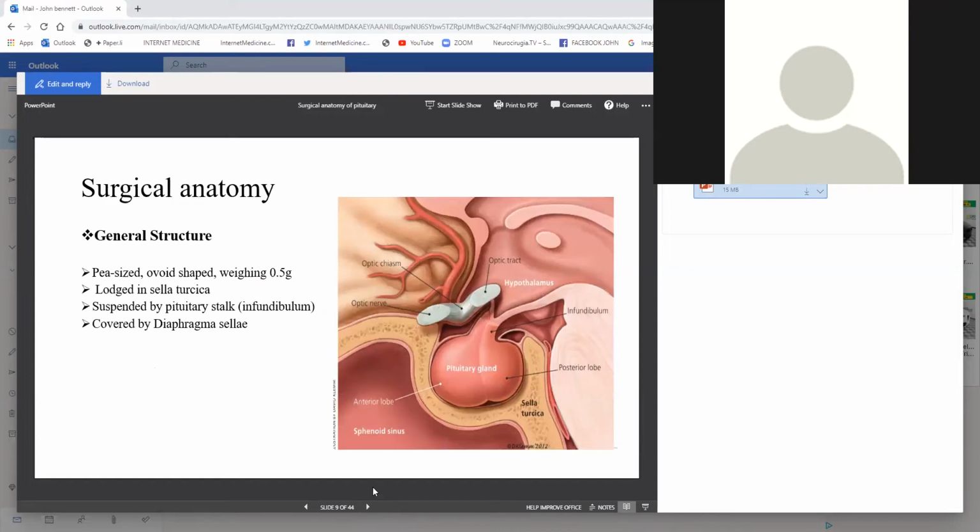So anatomically, as we said, the pituitary gland is this pea-sized ovoid-shaped structure residing in the sella turcica, which looks like a Turkish saddle, weighing 0.5 grams and suspended to the inferior surface of the cerebrum by a stalk, the pituitary stalk, also known as the infundibulum of the pituitary gland. And superiorly, it is covered by a diaphragma sellae, which is a fold of the dura mater, which covers the superior part of the pituitary gland and allows passage for the pituitary stalk through a hole in the diaphragma sellae. Next slide.